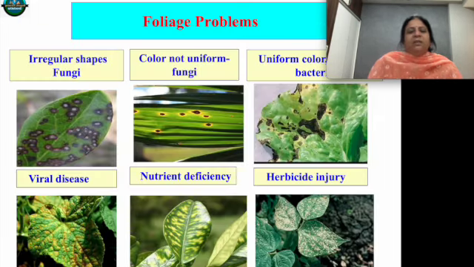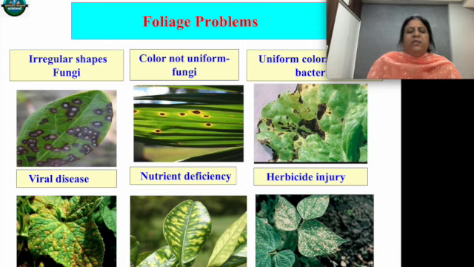Foliage problems, irregular shape could be because of fungi also. You can see the first photo. When color is not uniform in the spots, that is also suspicion of a fungus. Uniform color, it is bacterial. In case of fungus, the concentric rings are with different colors, but in case of bacteria, it is uniform color.